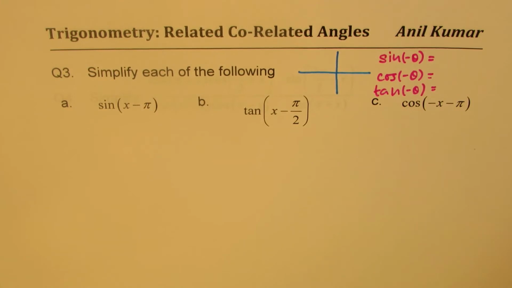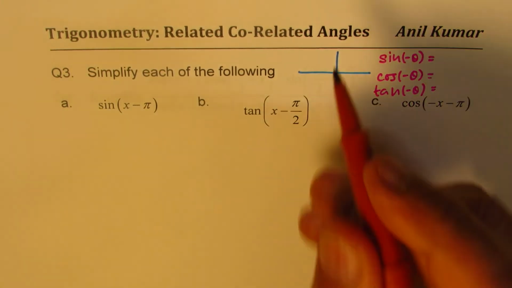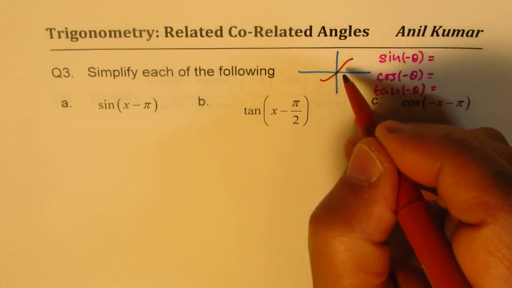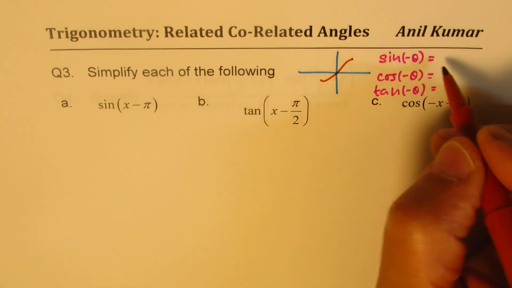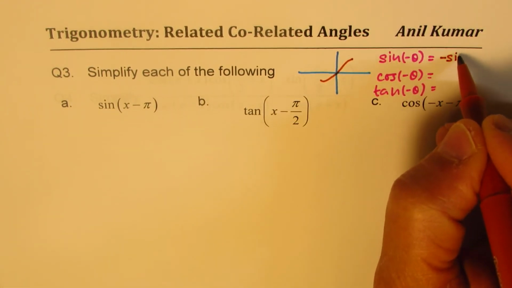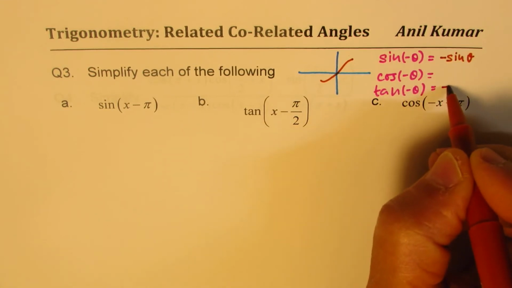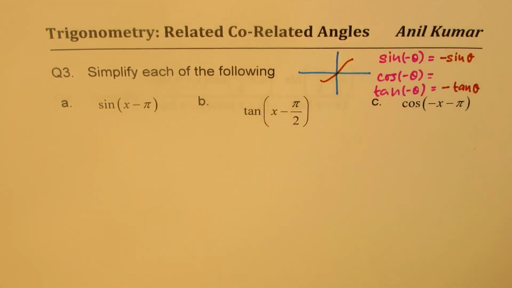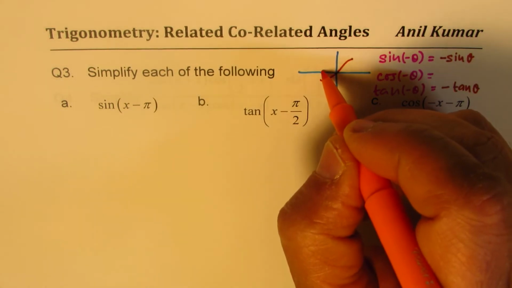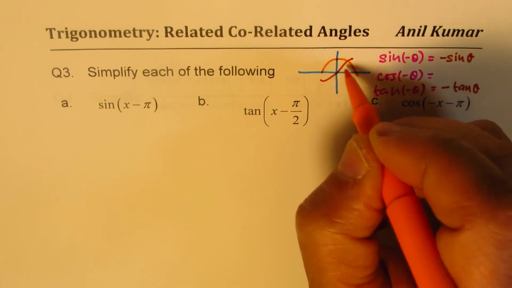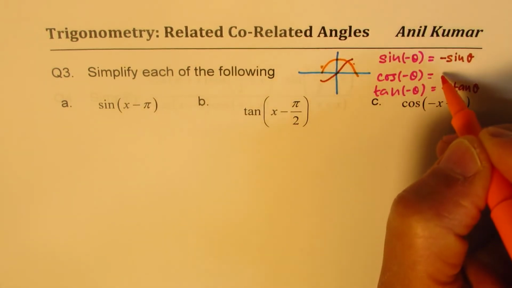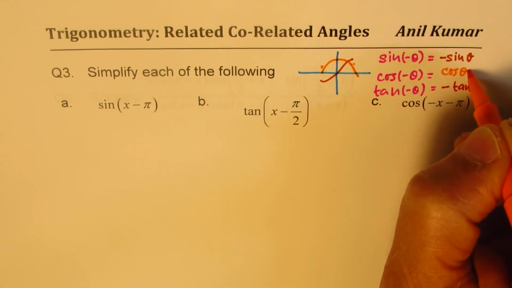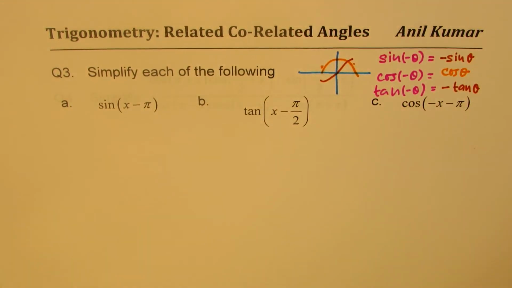Well, sine function, as you know, is an odd function, right? So it's kind of like this. It's an odd function. Do you see that? So this is like minus sine theta. Similarly, tan is also an odd function, so it is minus tan theta. However, cosine is an even function, right? As far as the cos is concerned, it is kind of like this. It's an even function, right? So this is equal to cos of theta.